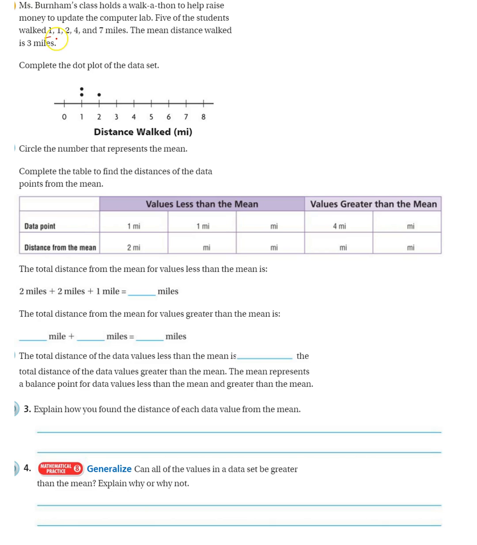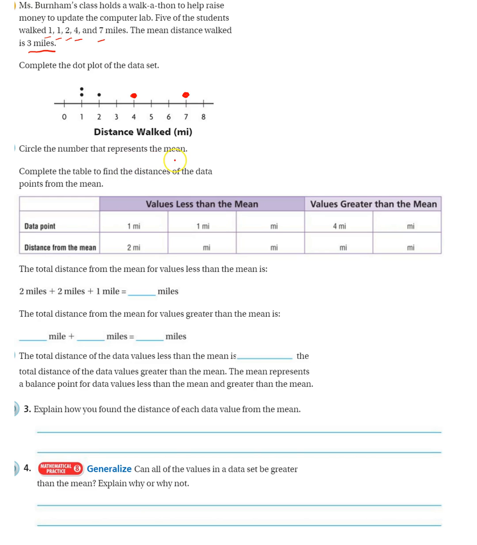One student walked 1, another student walked 2, another student walked 4, another student walked 7 miles. The mean distance walked is 3 miles, so that's the average. Complete the dot plot of the data set. So we have 2 people walking 1, 1 person walking 2, 1 person walking 4, 1 person walking 7.